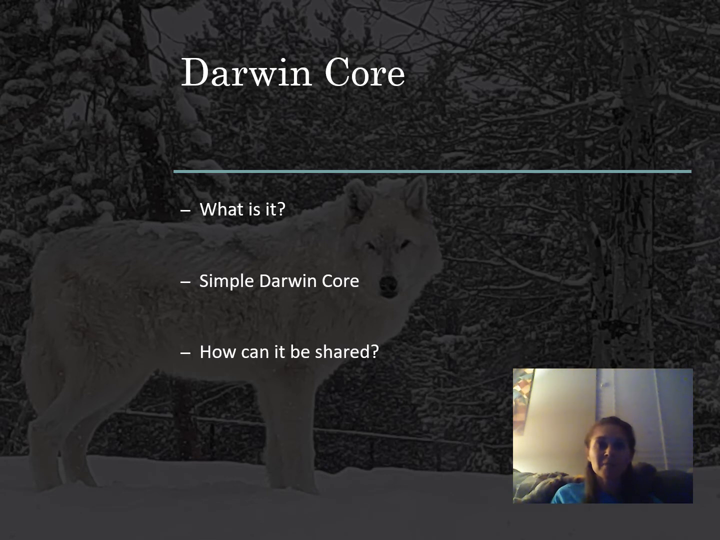Darwin Core is a body of standards for biodiversity informatics. It provides stable terms of vocabularies for sharing biodiversity data. Darwin Core is maintained by TDWG, Biodiversity Information Standards, formerly the International Working Group on Taxonomic Databases.